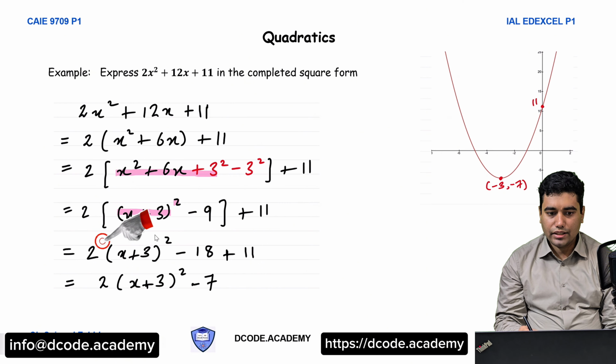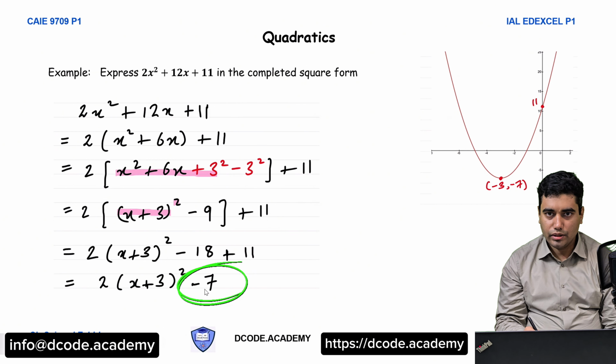Second last step, you will attach the 2 with the bracket, and then you will multiply 2 with minus 9. That will become minus 18. And minus 18 plus 9 becomes minus 7. So this is the complete square form, in the form of a into x plus minus h whole square plus k. Now the y value of the turning point, in this case the minimum point, is directly the last number, minus 7, whereas the x coordinate is the opposite of 3, which is minus 3. You will always take the opposite sign of the number in the bracket.